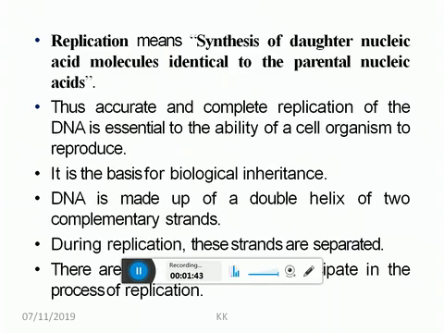DNA is made up of a double helix of two complementary strands. Do you know the DNA? DNA has the double helix structure. There are two strands. During replication, these strands are separated into single strands. Then they go through the replication process.